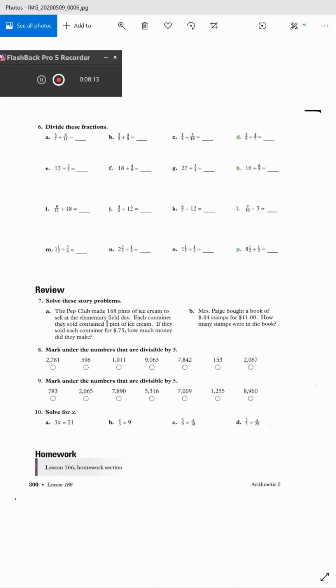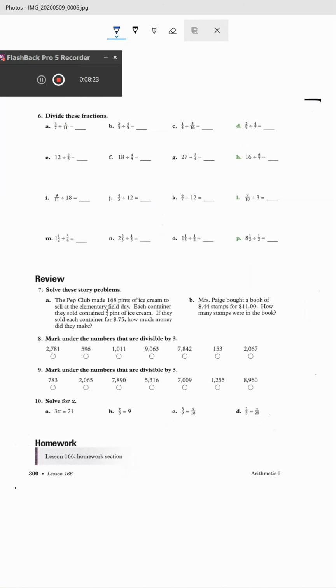Try the right lesson. All right, all this up top looks pretty easy. I'll do the review with you. The Pep Club made 168 pints of ice cream to sell at the elementary field day. Each container they sold contains 3/4 pints of ice cream. If they sold each container for 75 cents, how much money did they make? All right, so that's pretty easy.